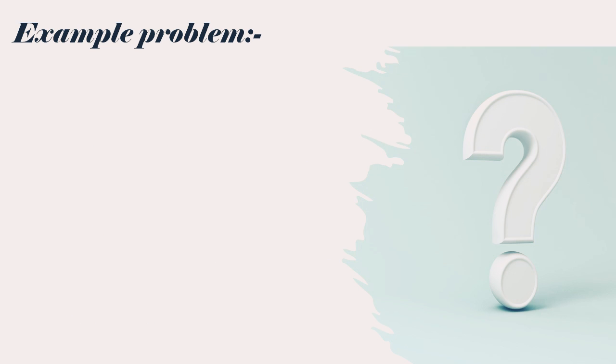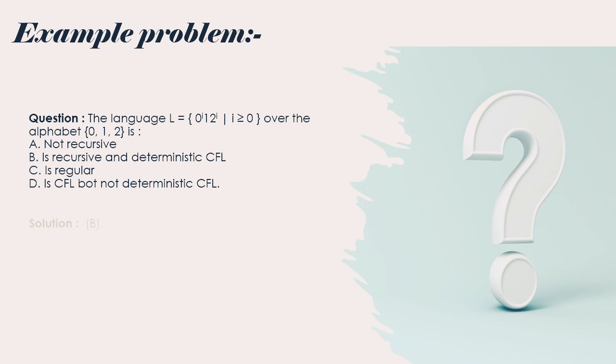And now let us see an example problem. Question: The language L equal to 0^i 1 2^i, where i is greater than or equal to 0, over the alphabet {0, 1, 2} is not recursive, is recursive and deterministic CFL, is regular, or is CFL but not deterministic. We need to choose an option for this.